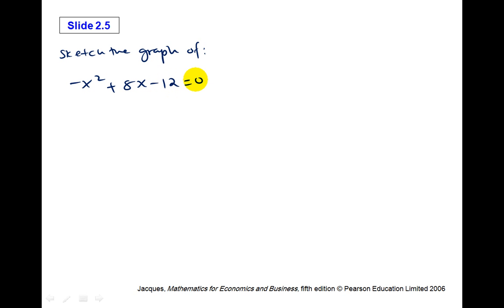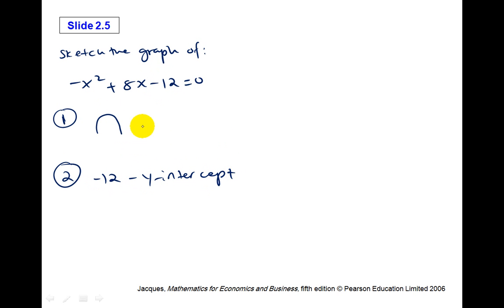Okay, let's say you have this question: minus x squared plus 8x minus 12 equals 0. Step number 1, you determine if it is a positive or a negative slope. Here you have negative, so it will be an inverted U shape. Second step, the y-intercept. I told you that it will be the constant number, which is negative 12. This is the y-intercept. And the third step will be solving this one to find the solutions or the roots.